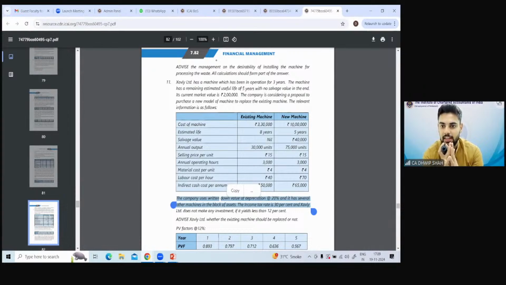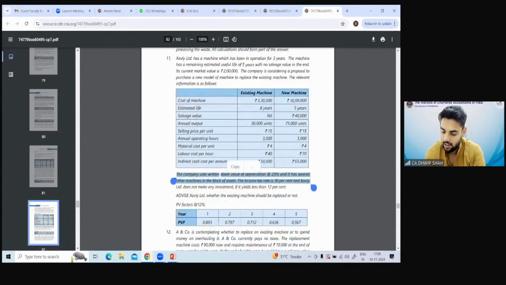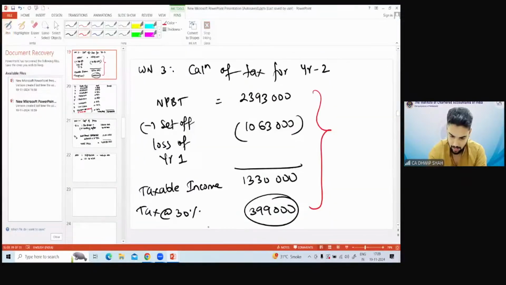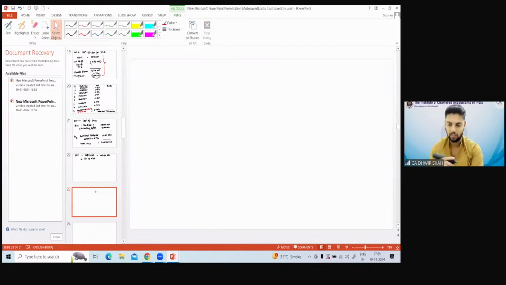Okay? The income tax rate is 30% and the company does not make any investment if the return is less than 12%. So this 12% is nothing but your discounting rate. 12% is nothing but your minimum rate of return that is required from the project, or from the replacement with the new machine. Okay? So now, block of assets, when we solve the question, you will automatically get clear. Your doubt will be cleared when we solve the question.